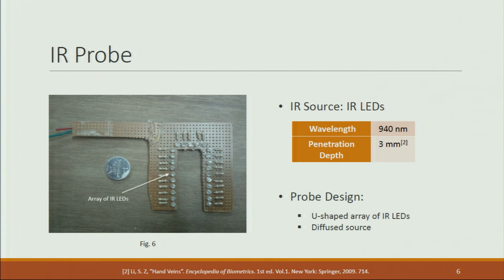We considered many choices, but ultimately they wanted something new, because we wanted to go for a patent. So with infrared LEDs, the wavelength is 940 nanometers and the penetration depth is 3 millimeters. We wanted to use a U-shaped array, and then diffuse the source, because LEDs can be focused and narrow.